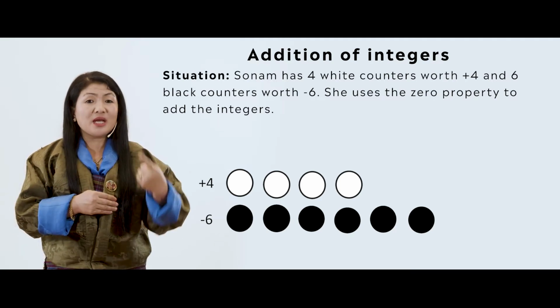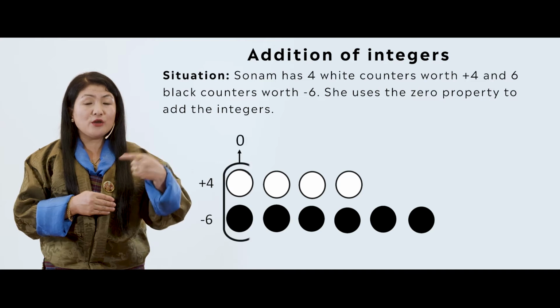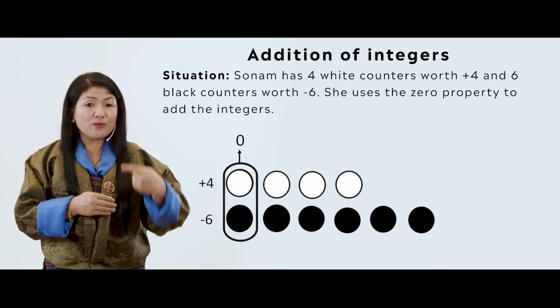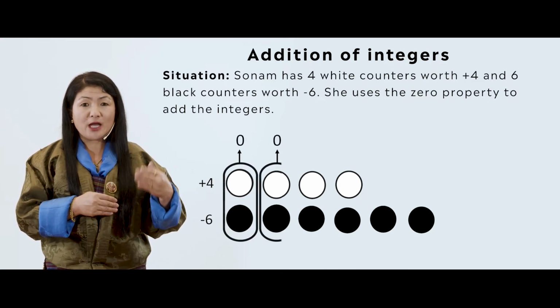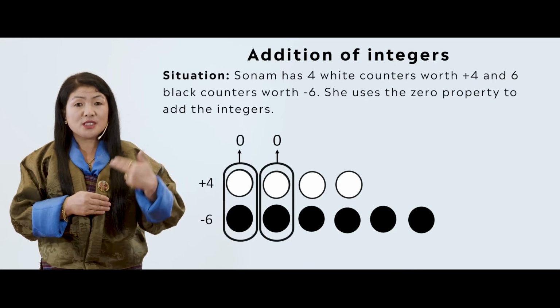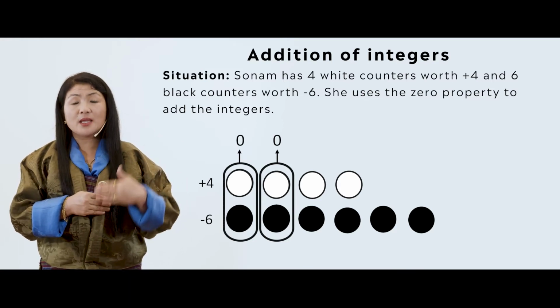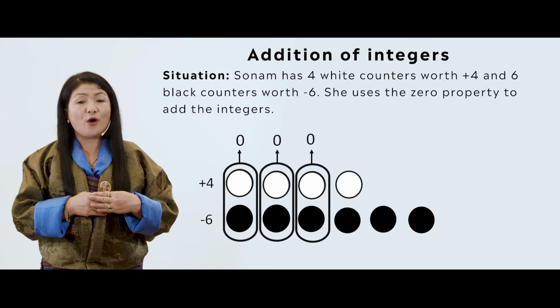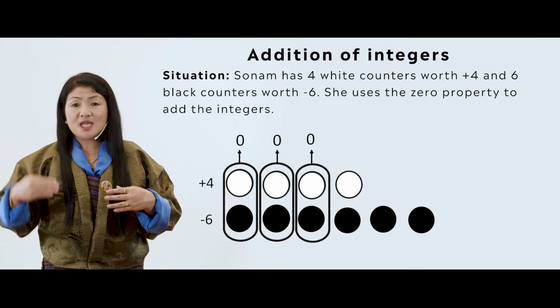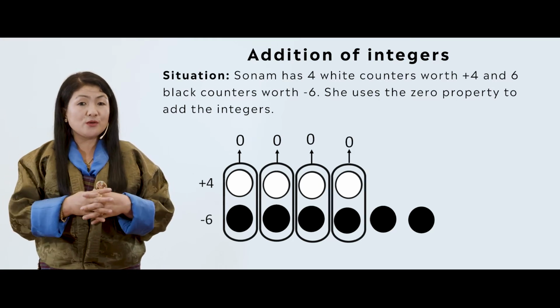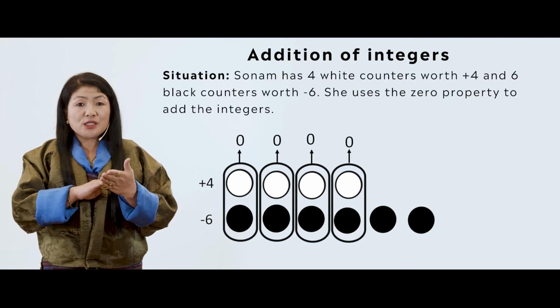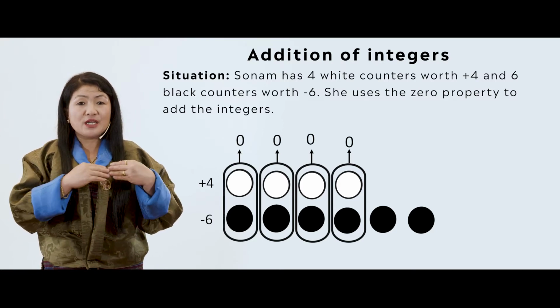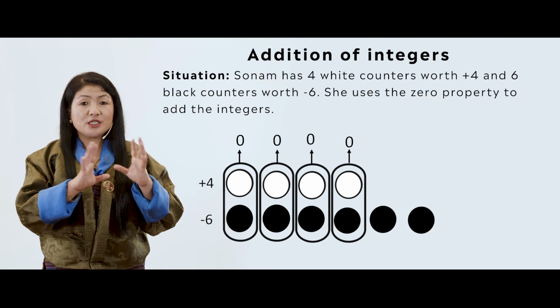Positive 1 plus negative 1, the value is 0. Positive 1, negative 1, the value is 0. So, positive 4 and negative 4 are taken away. The value is 0 here.